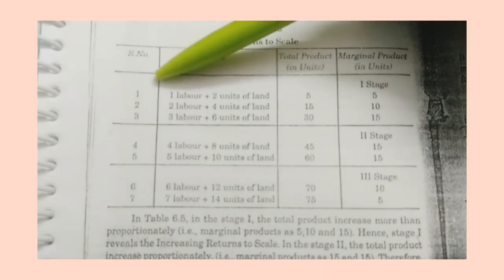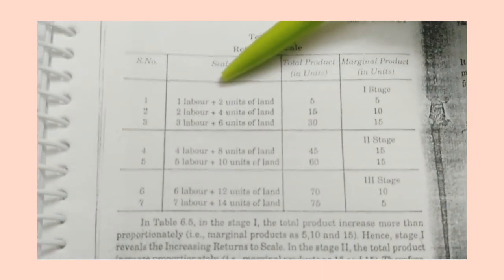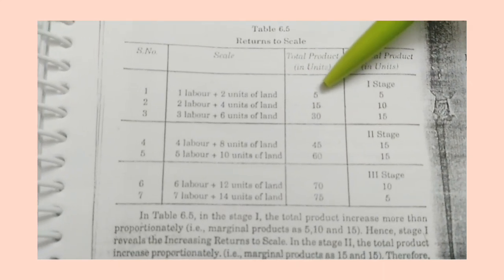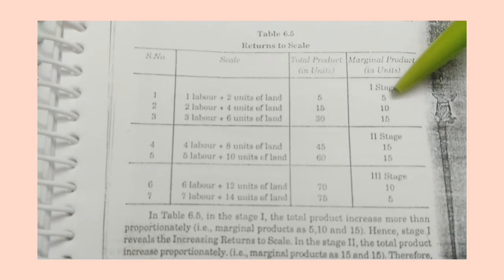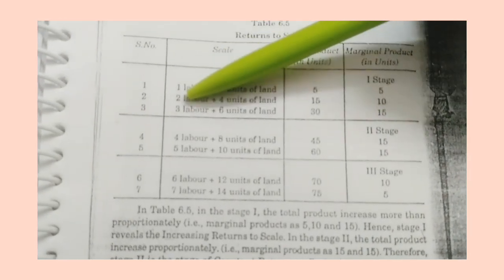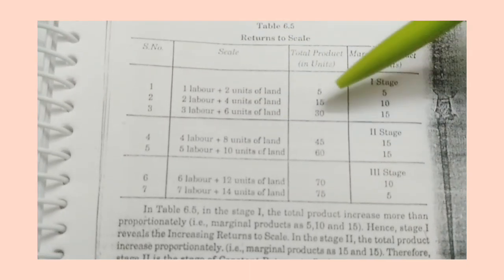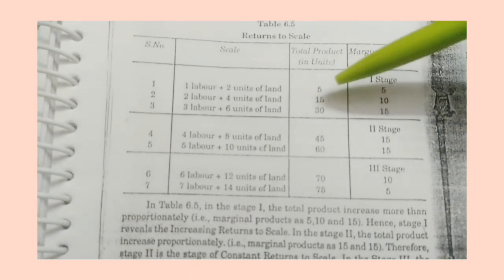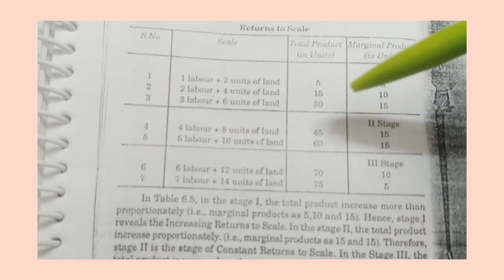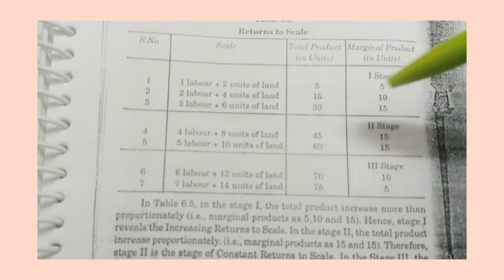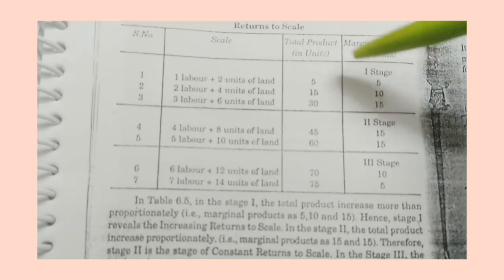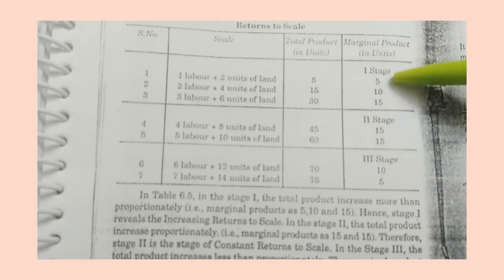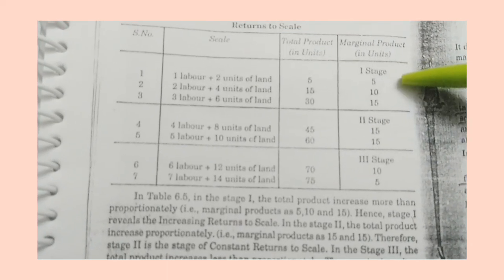Let's see. This is the first combination, 1 labor plus 2 units of land. The total product is 5, say 5 bags of rice. So this is the marginal product, 5. Then 2 labor, increasing 1 from the previous, and 4 units of land. The total product is 15. The marginal product is 10, 15 minus 5. And 3 labor, 6 units of land. The total product is 30. The marginal product is 15. Look here, the total product is increasing. Marginal product is also increasing.